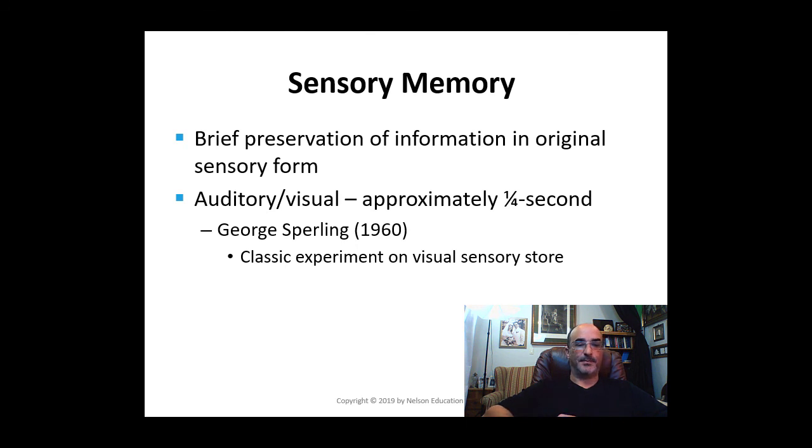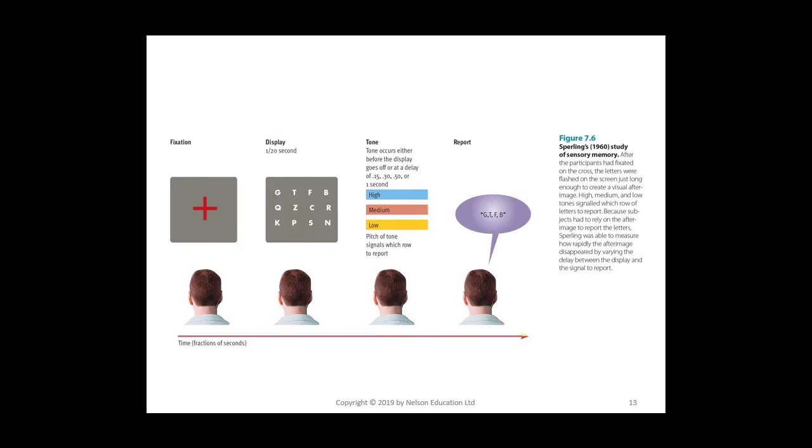George Sperling in 1960 ran a classic experiment on the visual sensory store, illustrating how brief the sensory store actually is, and his experiment is depicted here. Sensory memory allows the sensation of a visual pattern, sound, or touch to linger for a brief moment after the sensory stimulation is over. So in the case of vision, people really perceive an afterimage rather than the actual stimulus.